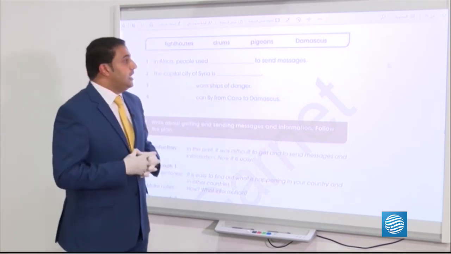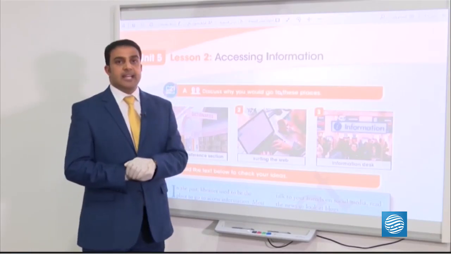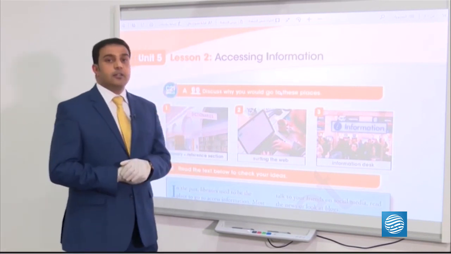So let's move to lesson 2 in unit 5. Lesson 2, accessing information. This is the title of our lesson.